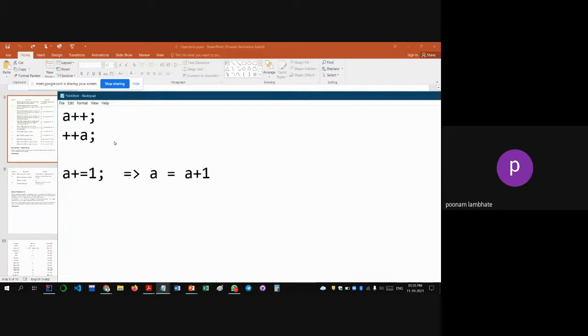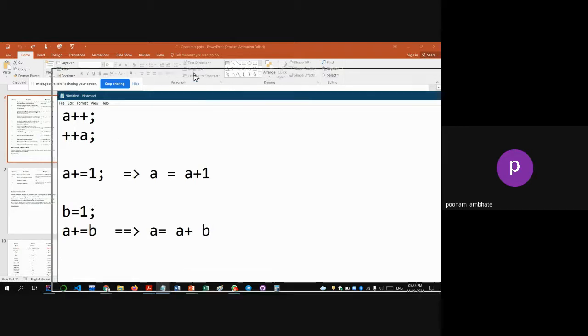You may also want to do, maybe you have written B equal to 1, and then you're doing A plus equal to B. What will happen actually? It is nothing but A is equal to A plus B. What is B? B is 1. So you have increased the value of A by 1.